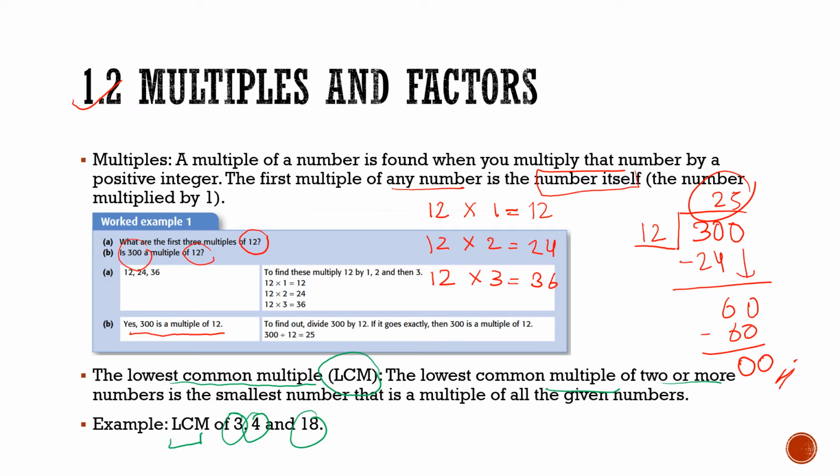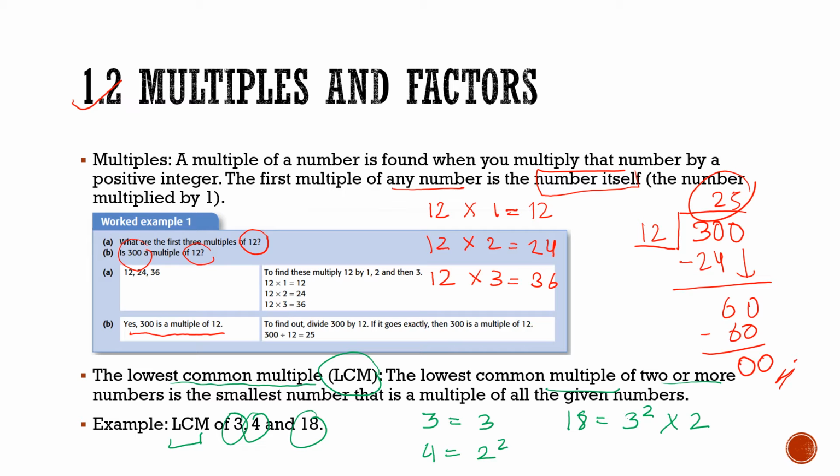Whenever you're told to find LCM of numbers like this, what you do is you prime factorize them. 3, when you prime factorize it, is 3. 4 is 2 squared. And 18 is basically 9 times 2. So that's 3 squared times 2.